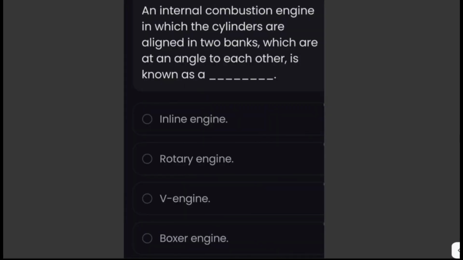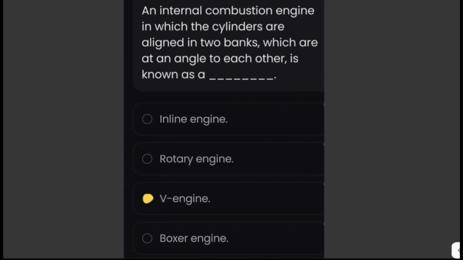An internal combustion engine in which the cylinders are aligned in two banks, which are at an angle to each other, is known as a or an inline engine, rotary engine, V engine, or boxer engine. The answer here is V engine. A V engine is an internal combustion engine in which the cylinders are arranged in two banks, which are at an angle to each other. The angle between the banks is typically 60 degrees, but it can be 45 degrees or 90 degrees.